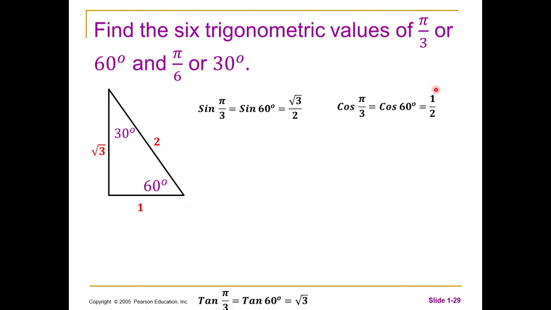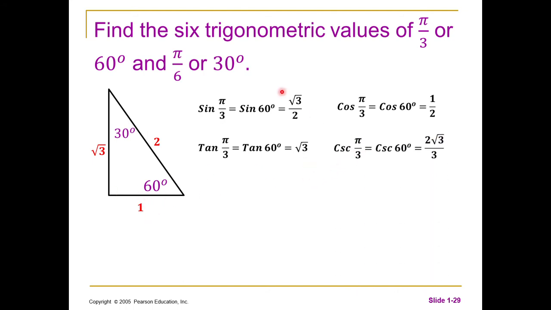Yan, di ba? And then, tangent pi over 3, opposite over adjacent side, so tangent 60 is square root of 3 over 1. Di ba? So, hindi mo na ilalagay yung 1 doon. So, cosecant, kabaliktaran na lang nito. Pag chinek mo kasi yan, di ba, magiging 2 over square root of 3.